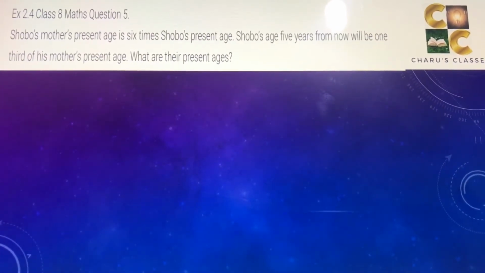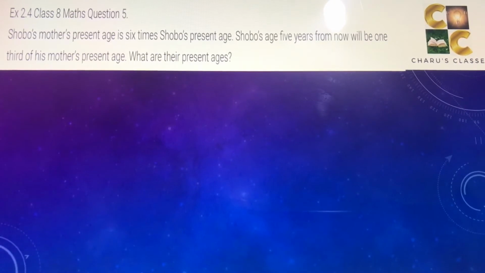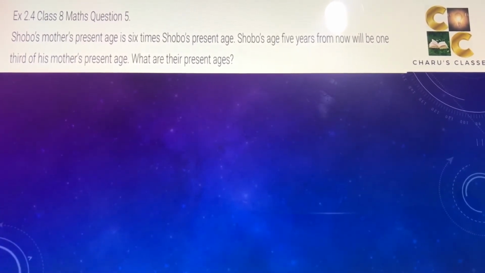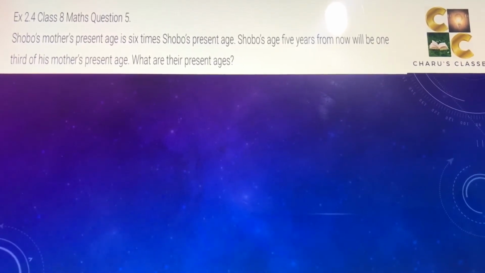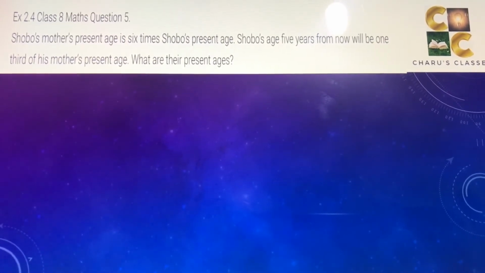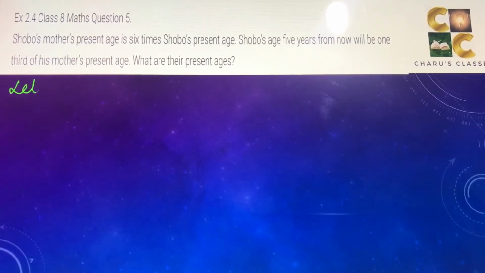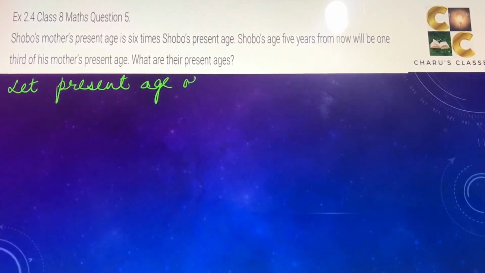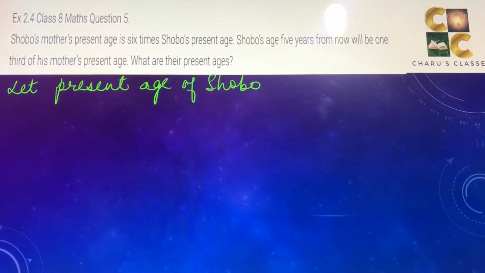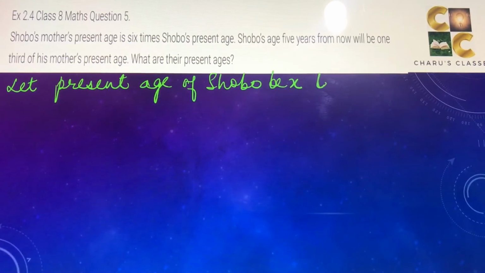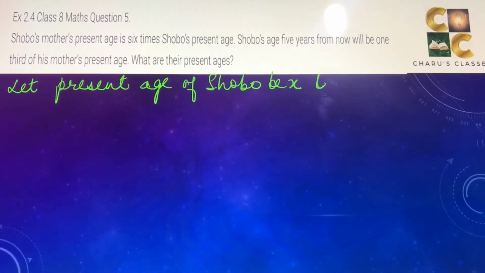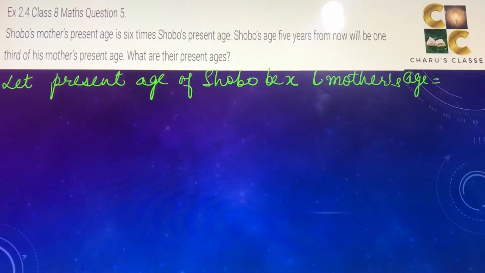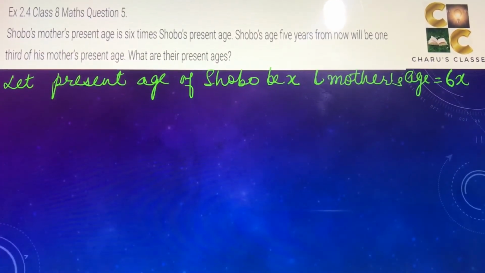Question number 5. Shobo's mother's present age is 6 times Shobo's present age. Shobo's age 5 years from now will be 1/3 of his mother's present age. What are their present ages? So let the present age of Shobo be x. And the mother's age is 6 times that. So, the mother's age is equal to 6x.